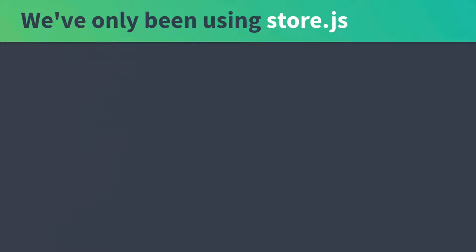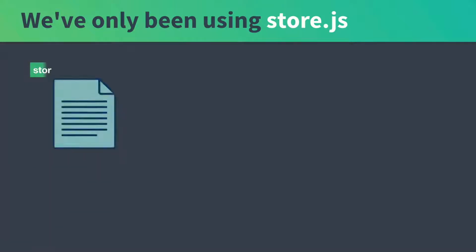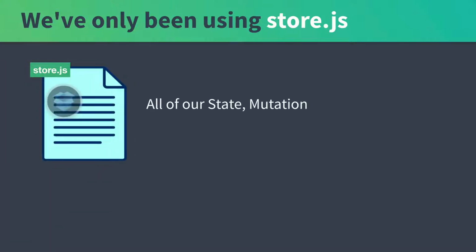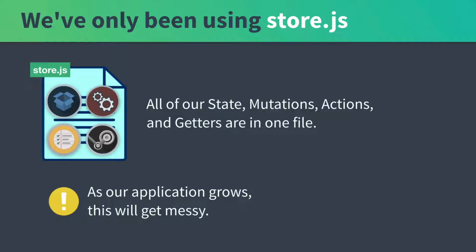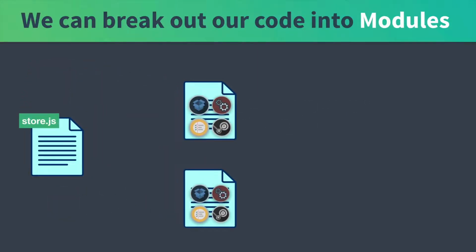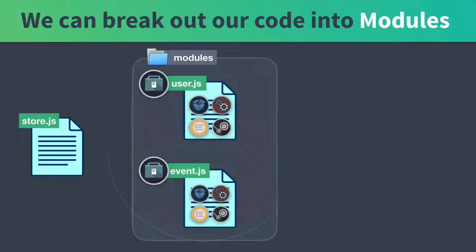Up until now, all our Vuex code has been going inside store.js, all of our state, mutations, actions, and getters, all in one file. And as our application grows, this will obviously get messier. We can solve this problem by splitting out our code into separate modules. We'll have a user module and event module. They can each have their own state, mutations, actions, and getters. We'll place them inside a modules directory, and we'll tell our store.js file where to find them.